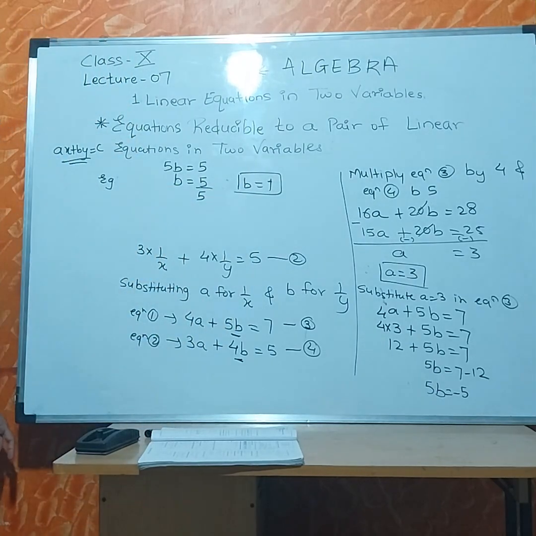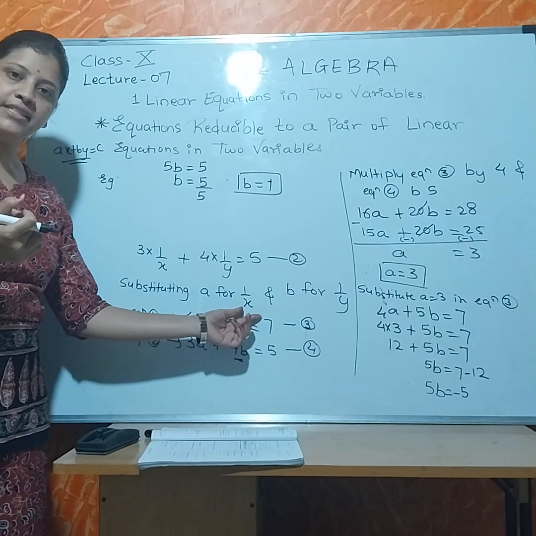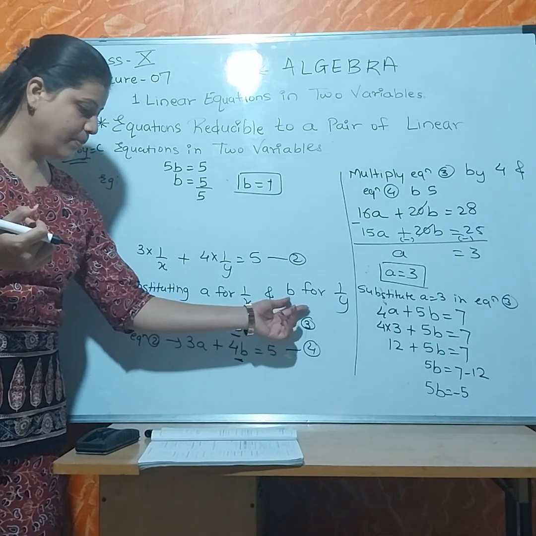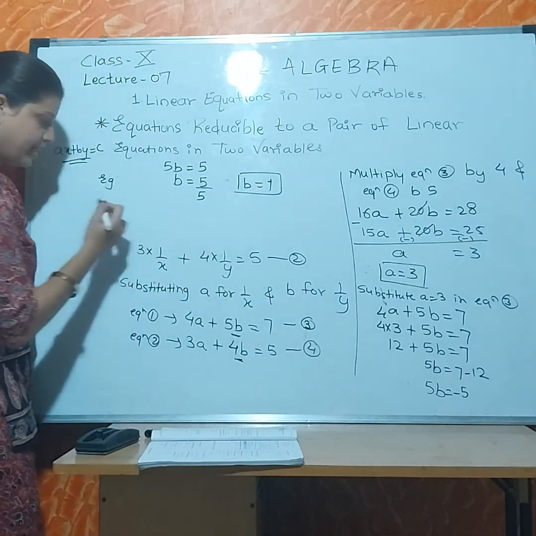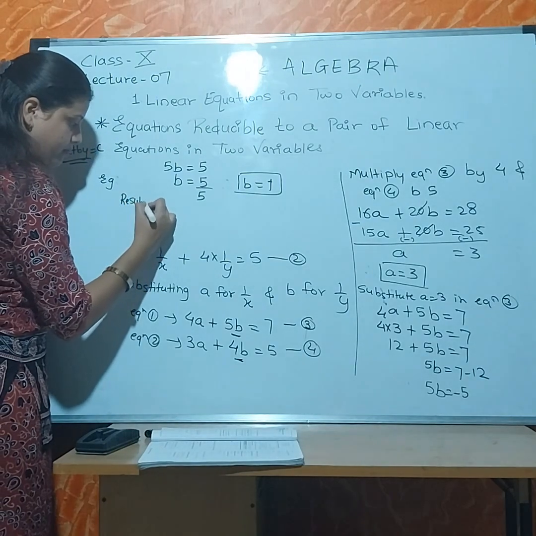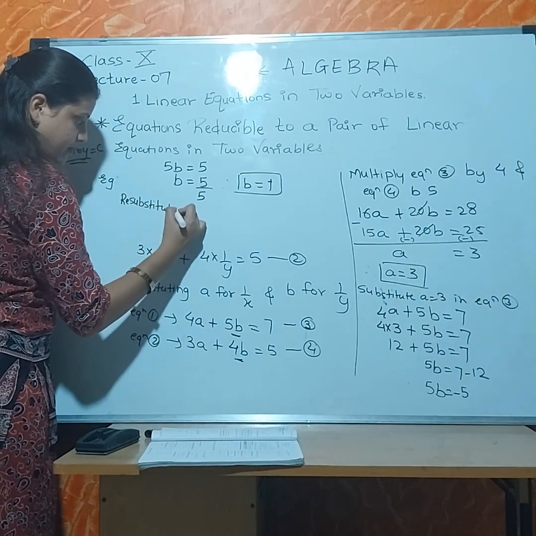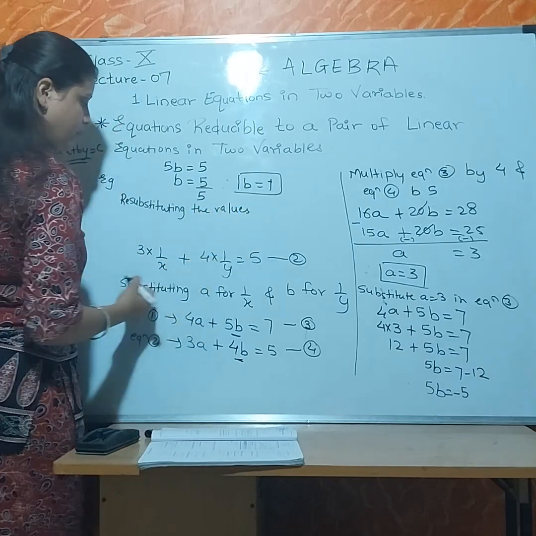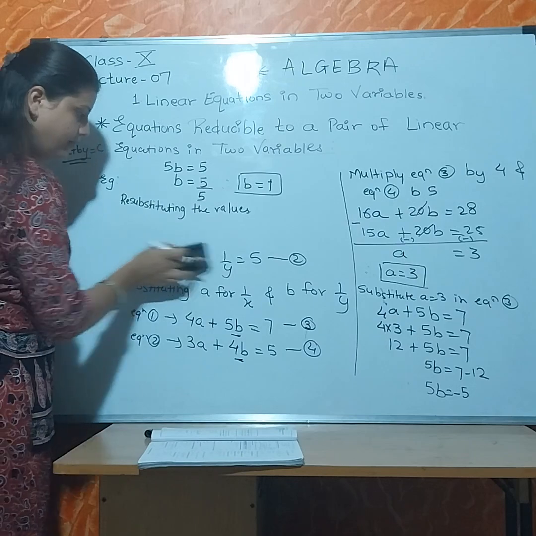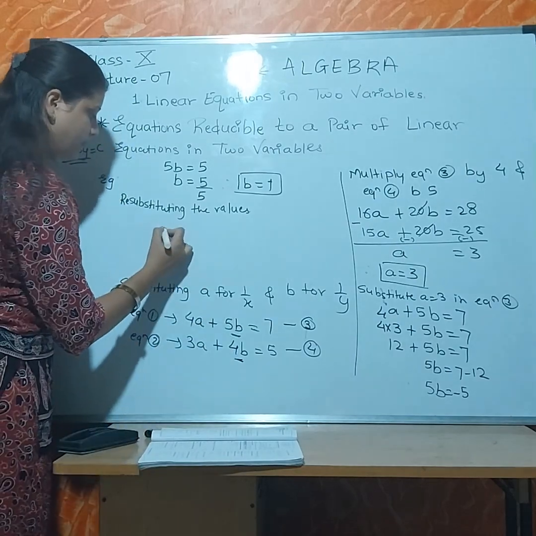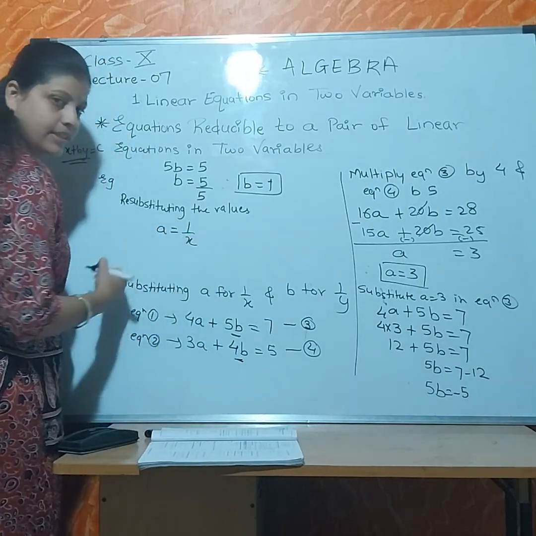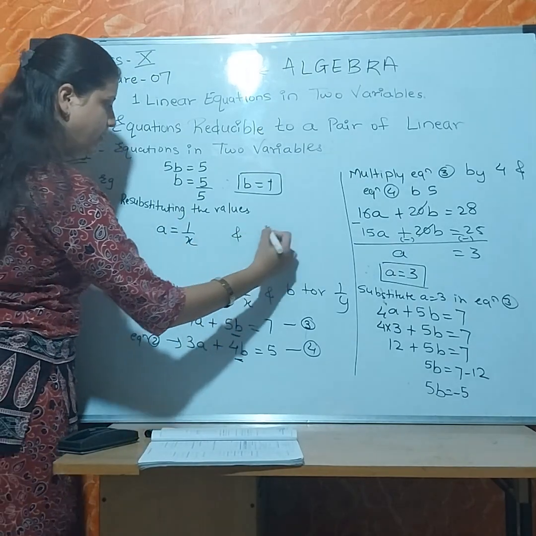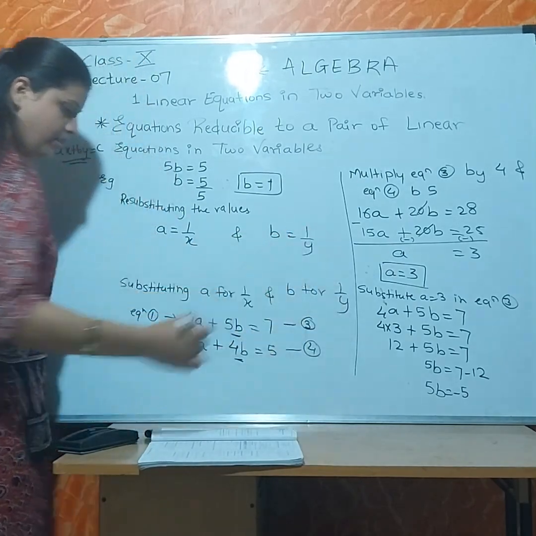But this is not the end of this solution. We have to find the values of x and y. Now see here, we have replaced a as 1 upon x and we have replaced b as 1 upon y. So we have to resubstitute. Resubstituting the values. Now see, we have substituted a is equal to 1 upon x, right? And b is equal to 1 upon y.